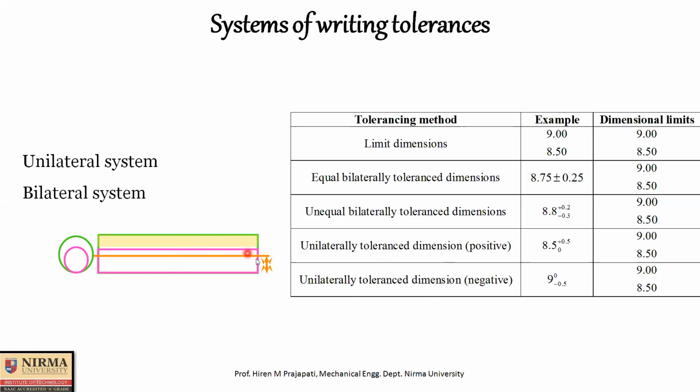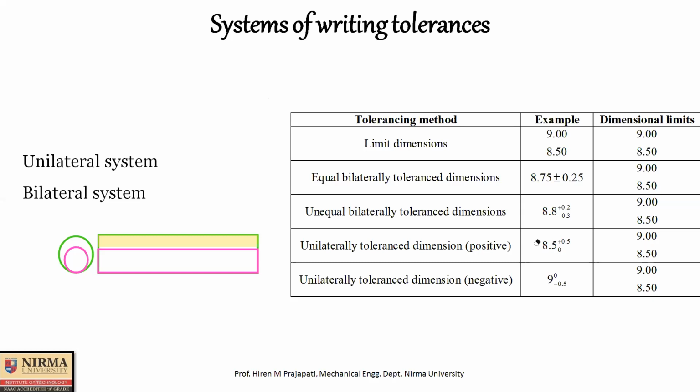Okay, now let us try to understand. This is positive, so basic size is considered as 8.5, with upper limit plus 0.5 and lower limit 0. So let me relocate the basic size line as per the given dimension. Here, see, 8.5 is the basic size. So 8.5 plus 0, then 8.5 itself is the lower limit as well as basic size, and 8.5 plus 0.5, then 9 mm is the upper limit. So 8.5 is the lower limit, 9 mm is the upper limit.